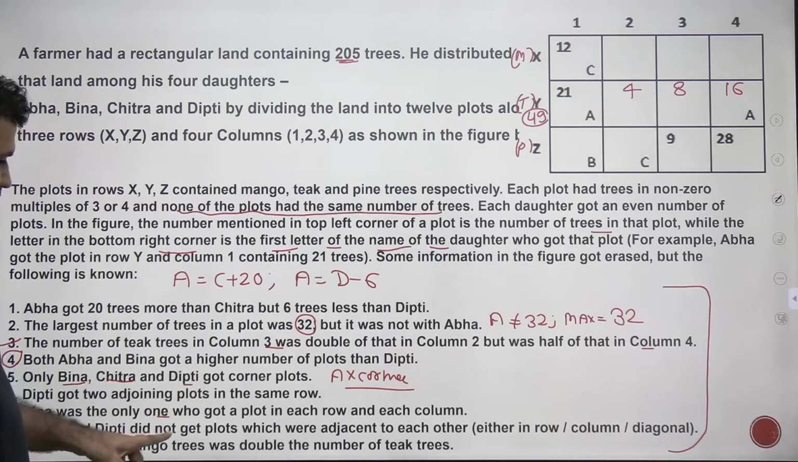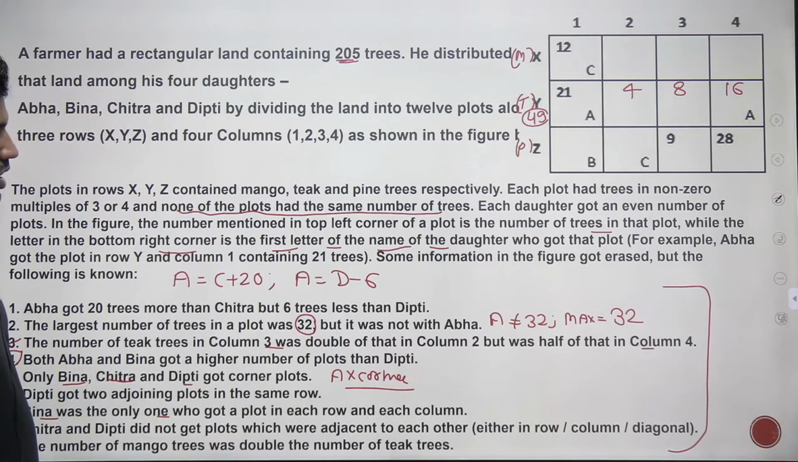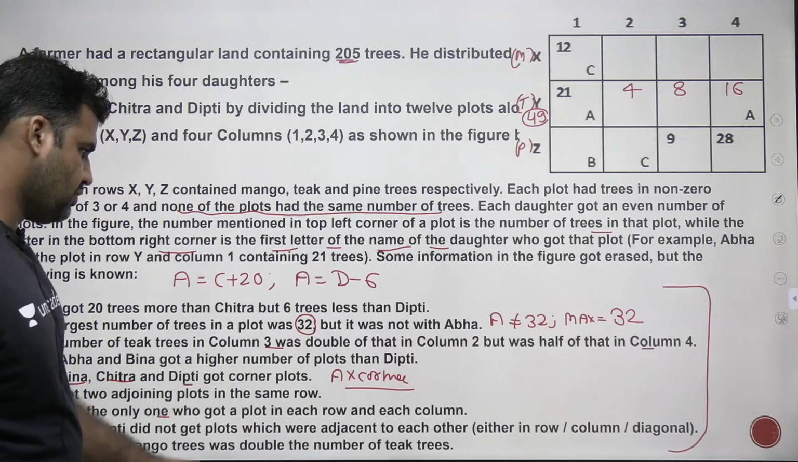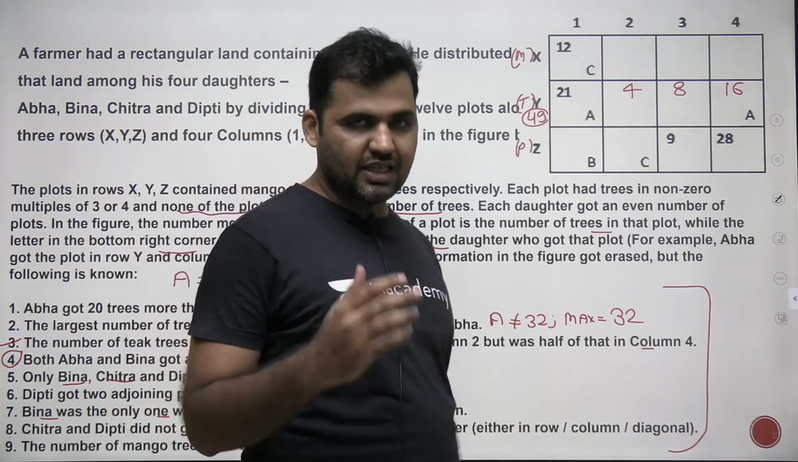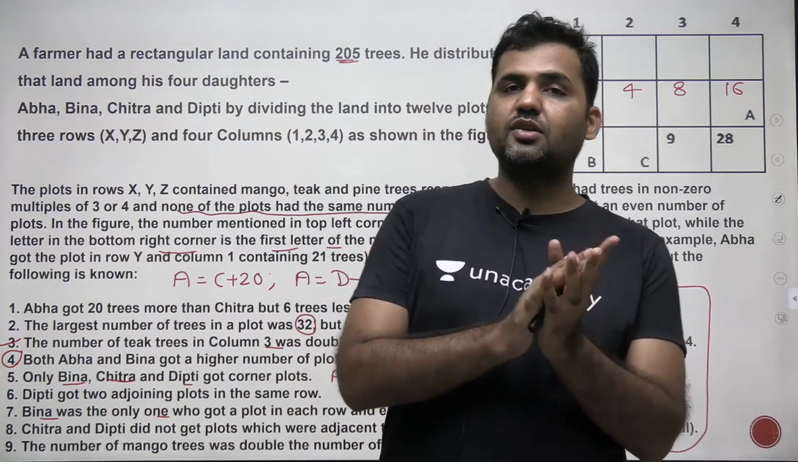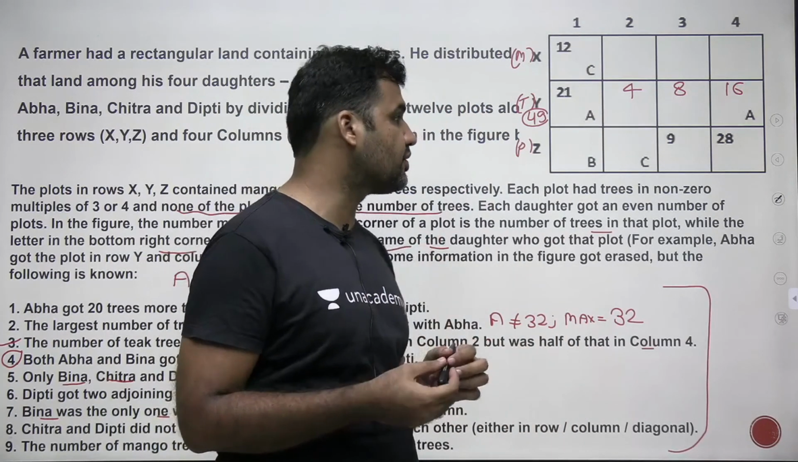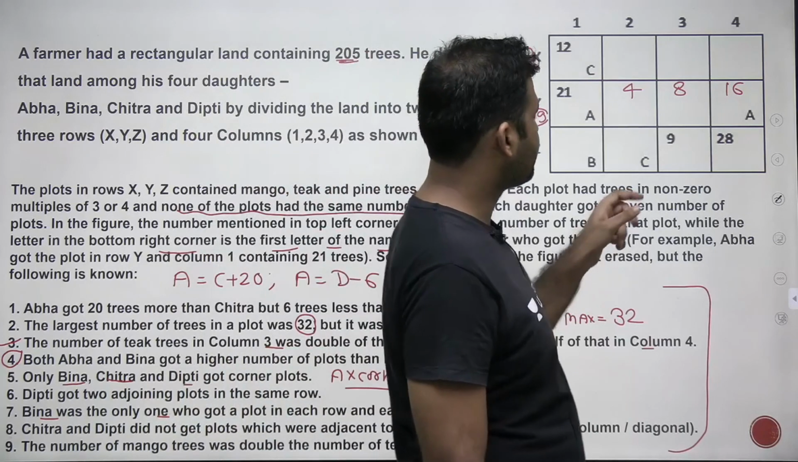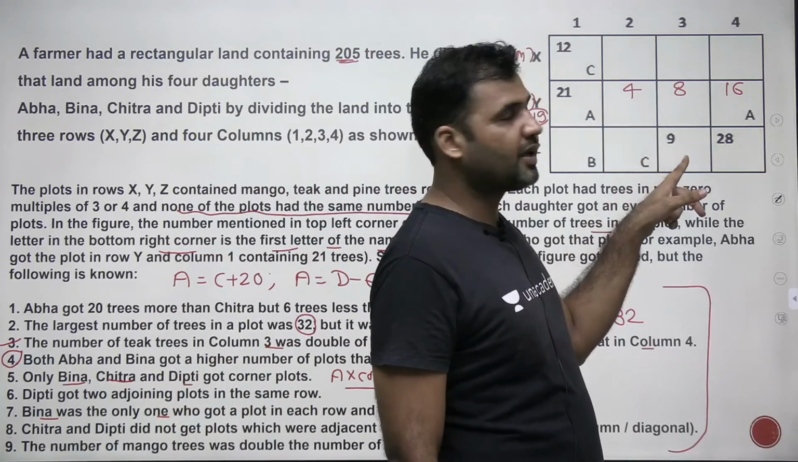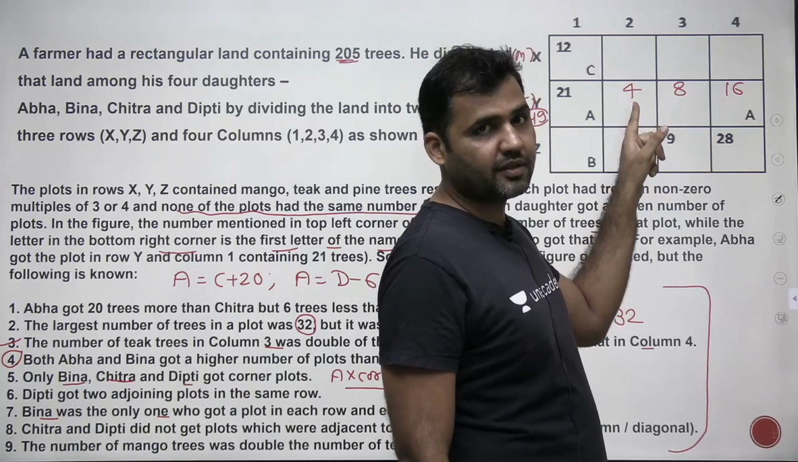Chitra and Dipti did not get plots which were adjacent to each other. Now, Chitra and Dipti are not getting the plots which are adjacent to each other either in row, column or diagonal. Now, you can use this information that I need to assign 2 plots to Dipti in the same row, say in 2 adjacent rows, but C and D are not adjacent, row wise, column wise or diagonal wise. So if C is there, D cannot come here. If C is here, D cannot come here. C is here, D cannot come here.